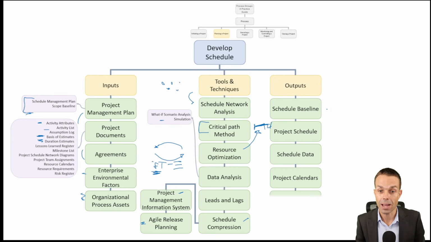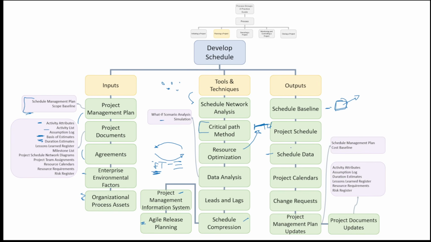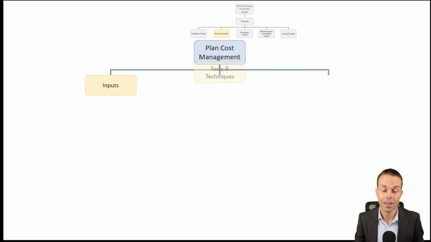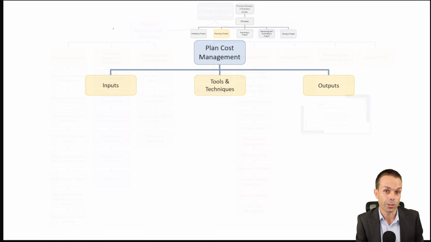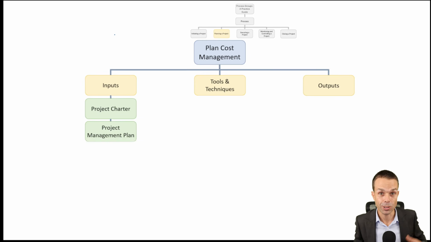The outputs that we're going to have are the schedule baseline itself, the project schedule data, and project calendars, change requests for the future if we need to make any changes, project management plan updates to our schedule management plan, and project documents updates. Now that we have our schedule, we can start planning cost, because we know what our scope is and how long it's going to take. Now we can get an idea for how much it's going to cost.